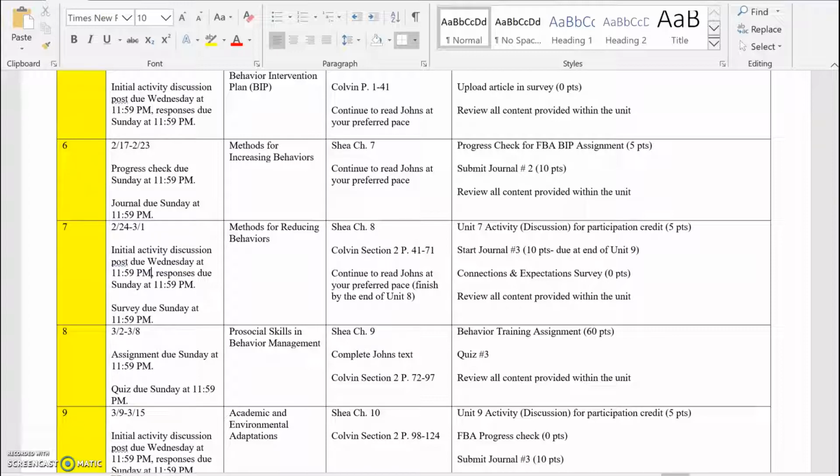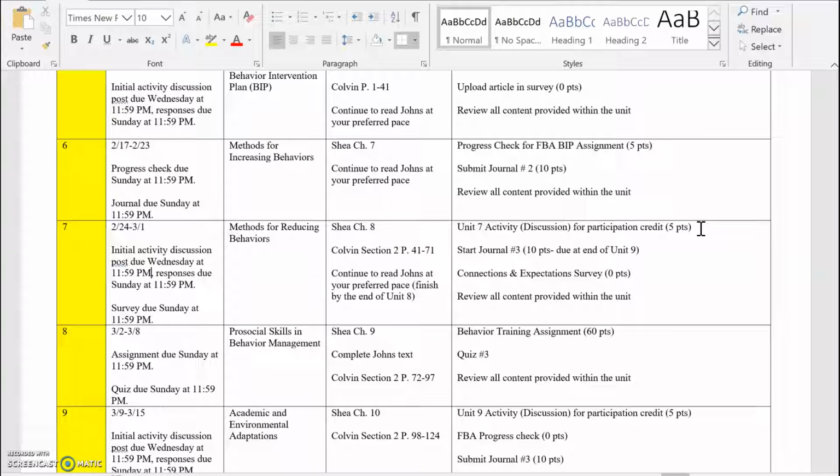Unit 7 involves a couple different things. The first part you'll see here on the course schedule will be the activity discussion for that participation credit, and that is just like all the previous discussions that we've done, same expectations. Do you have another journal to begin? So you'll get going on journal number 3, and the prompts for that are included in Unit 7, so you will have those prompts accessible to you to get started.